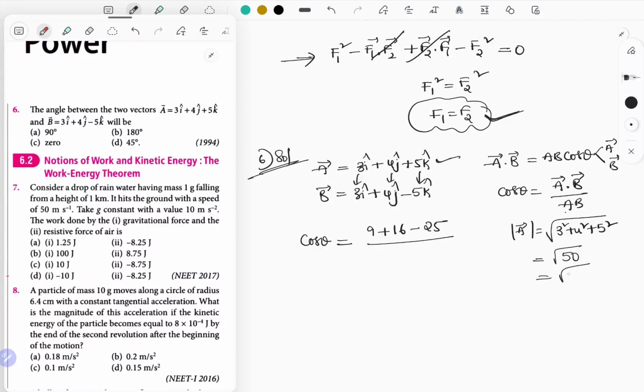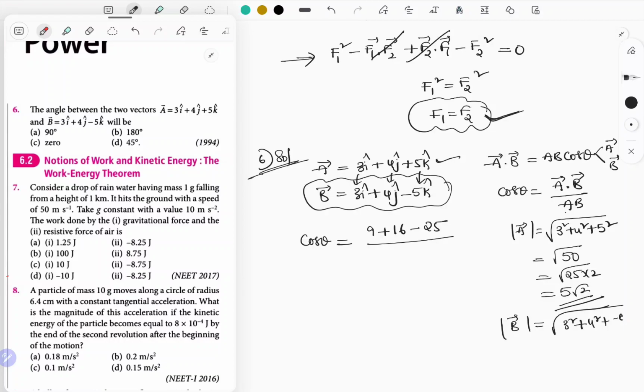It can be replaced as root of 25 into 2, so I can write this as 5 root 2. Got it? Similar to a bar, for b bar also you are going to get the same magnitude, root of 3 square plus 4 square plus minus 5 whole square. So this will give you the same answer, that is 5 root 2.